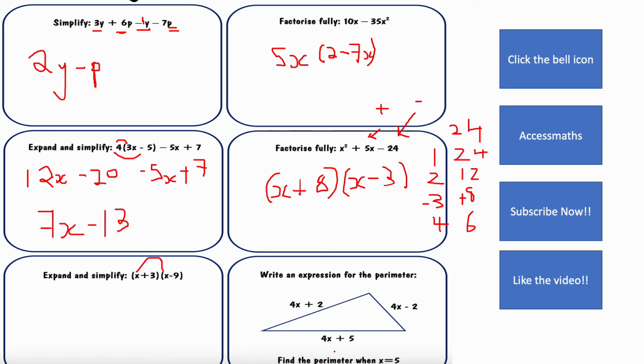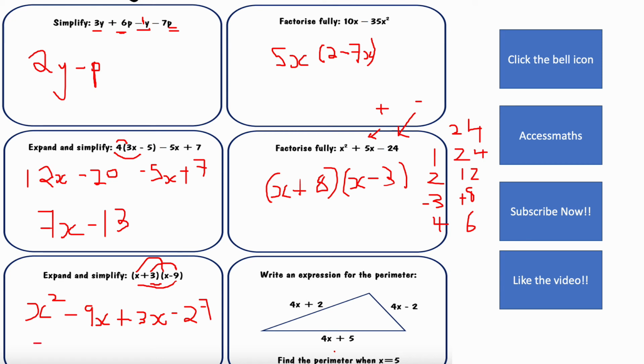Well, x times x is x squared. X times negative 9 is minus 9x. 3 times x is equal to 3x. And 3 times negative 9, we should know is negative 27, because a positive times a negative gives me a negative. Okay, so it's negative 27.